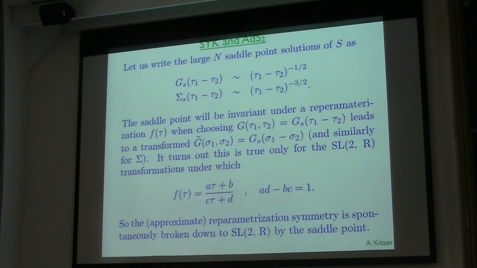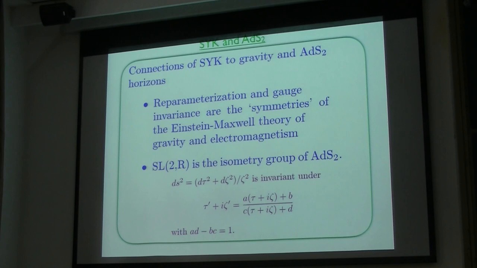However, there is a set of f's for which that's true, and those f's where tau 1 minus tau 2 basically comes back to itself are the fractional linear transformations. These transformations are called the group SL2R. So you have a theory whose path integral is reparameterization invariant, but the saddle point spontaneously breaks it down to SL2R. Okay. So this is suspiciously like what happens for AdS2.